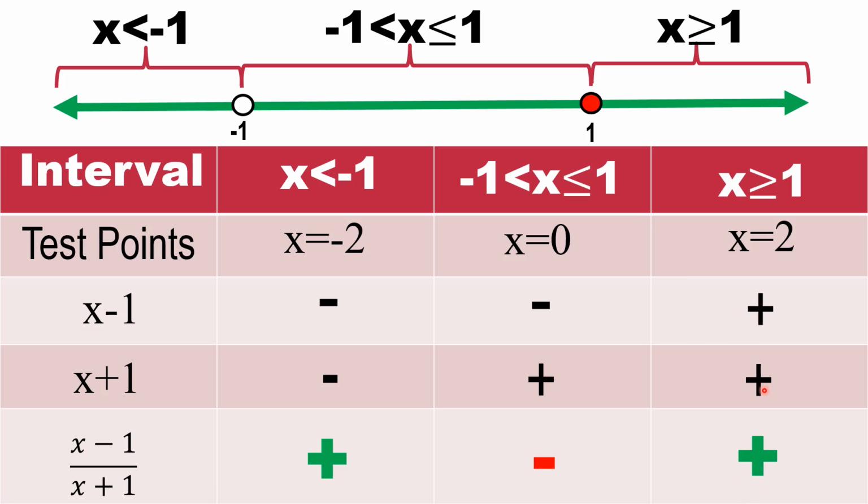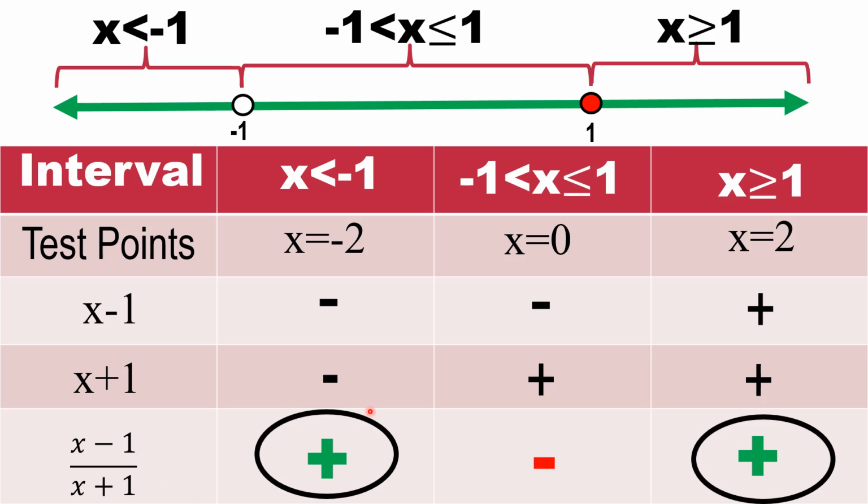So, natatandaan niyo pa ba yung sign nung fraction natin? X minus 1 over x plus 1 is greater than or equal to 0. Ibig sabihin, positive. So, we will get the intervals that have positive sign. So, ang ating solution set ay x is less than negative 1 and x is greater than 1.